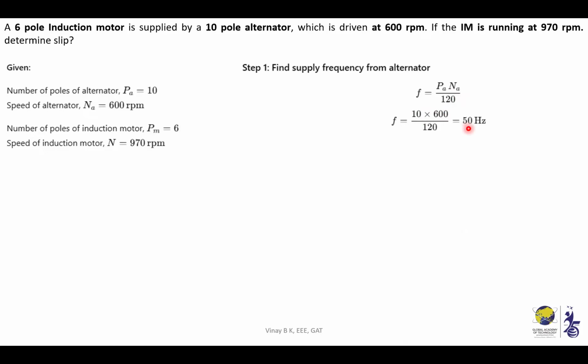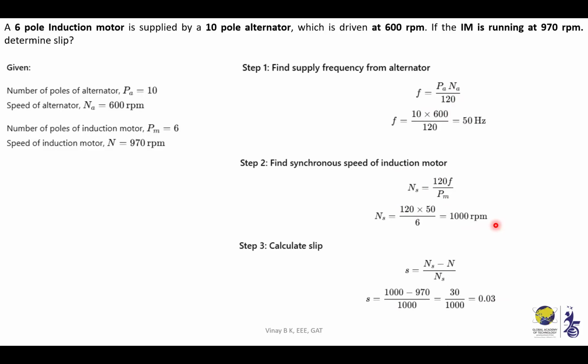N we know, Ns we need to calculate. To find the value of slip, first calculate the synchronous speed of the induction motor, given by 120 F divided by number of poles of motor, that is 120 into 50 divided by 6. We'll get 1000 RPM as the synchronous speed. Once we know the value of Ns and N, we can calculate slip. S is given by Ns minus N divided by Ns, that is 0.03. In terms of percentage, that is 3%.